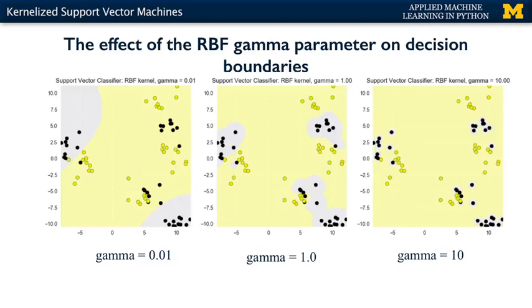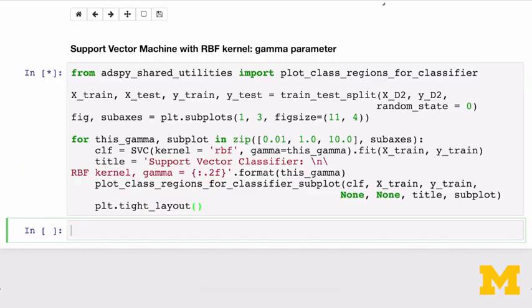You can see the effect of increasing gamma, that is, sort of sharpening the kernel, in this example from the notebook. Small values of gamma give broader, smoother decision regions, while larger values of gamma give smaller, more complex decision regions. You can set the gamma parameter when creating the SVC object to control the kernel width in this way, as shown in this code.